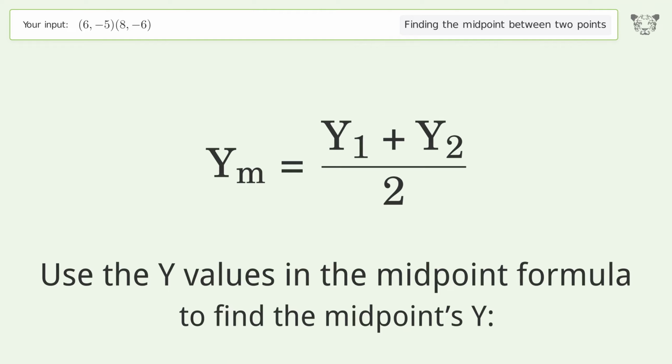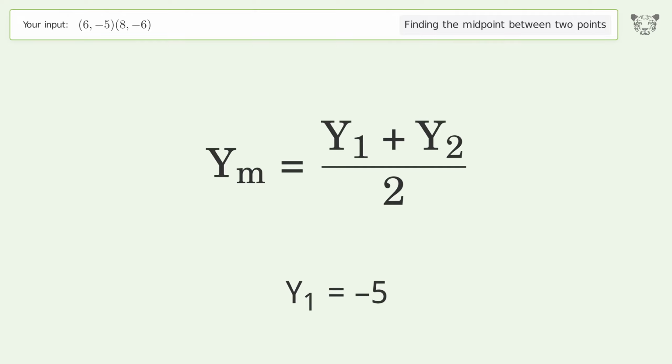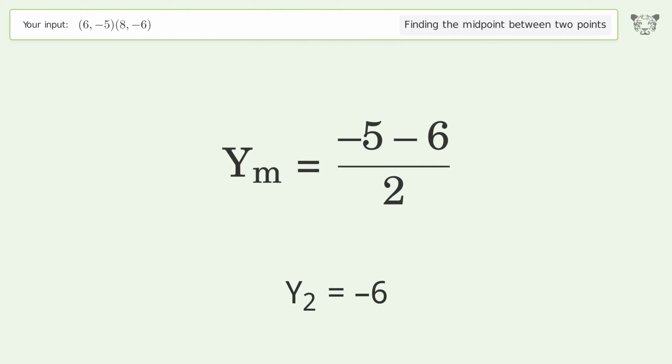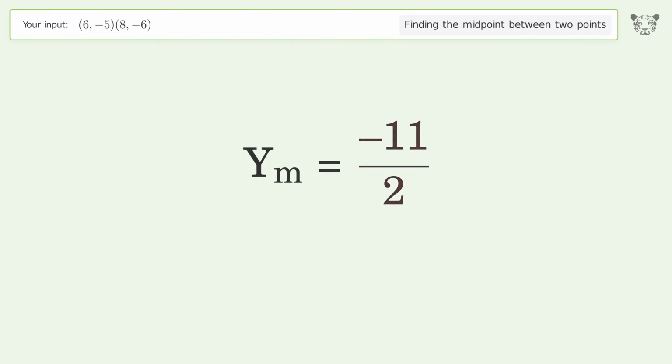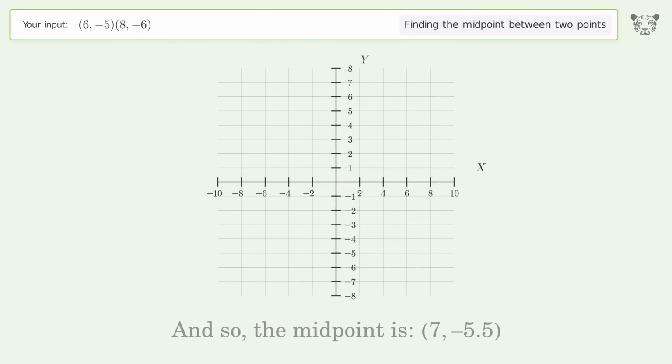Use the y values in the midpoint formula to find the midpoint's y. y1 equals -5. y2 equals -6. Simplify the arithmetic. And so, the midpoint is 7, -5.5.